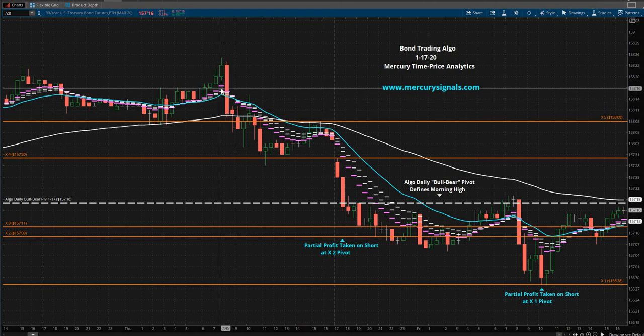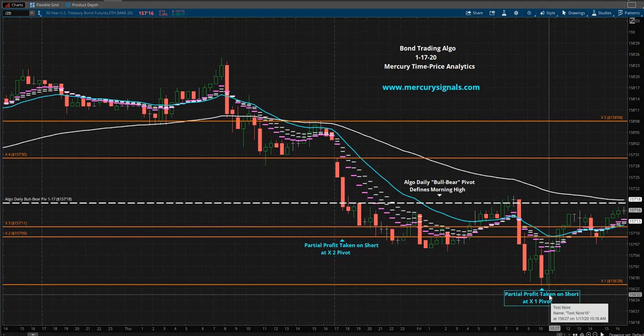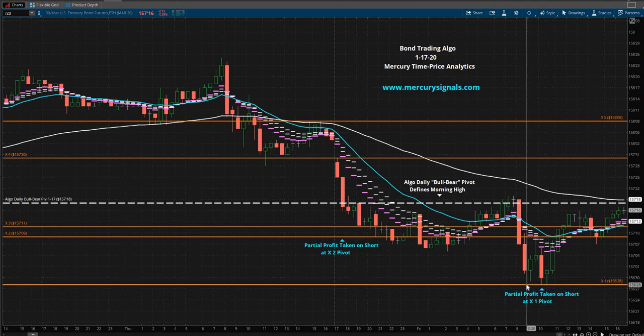Yesterday, right around the Globex Open, as a matter of fact. And so coming into today, you could have taken profits at the X2 pivot, an additional profit at the X1 pivot. And what you'll see with these pivots time and time again, day after day, is they will literally define virtually to the tick highs and lows throughout the day.